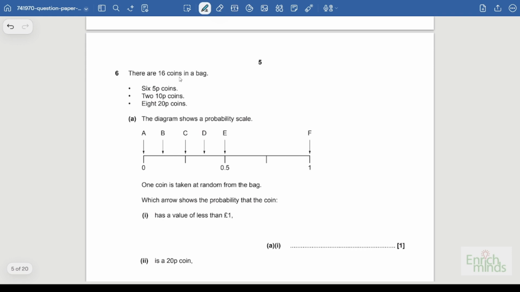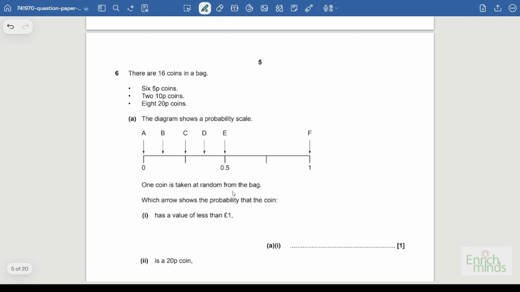There are 16 coins in a bag: 6 5p coins, 2 10p coins and 8 20p coins. The diagram shows a probability scale. We have the probability scale between 0 and 1, where 0 represents impossible events and 1 shows that it's a certain event. It's for sure it's going to happen. And all the other probabilities are in between them.